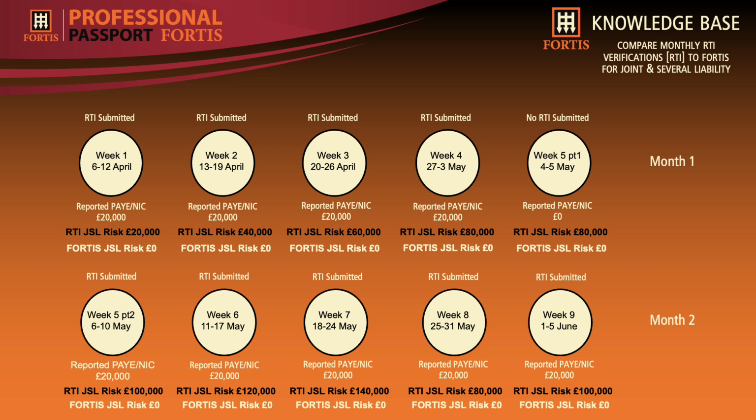Assuming the PAYE liability for month 1 was verified as paid in week 8, we can see that the rolling liability on monthly verifications dropped to £80,000, but by the end of the month 2 cycle it moved back up to £100,000. Once again, as the PAYE liability is paid as it arises under Fortis, Fortis continues to have zero risk under joint and several liability.